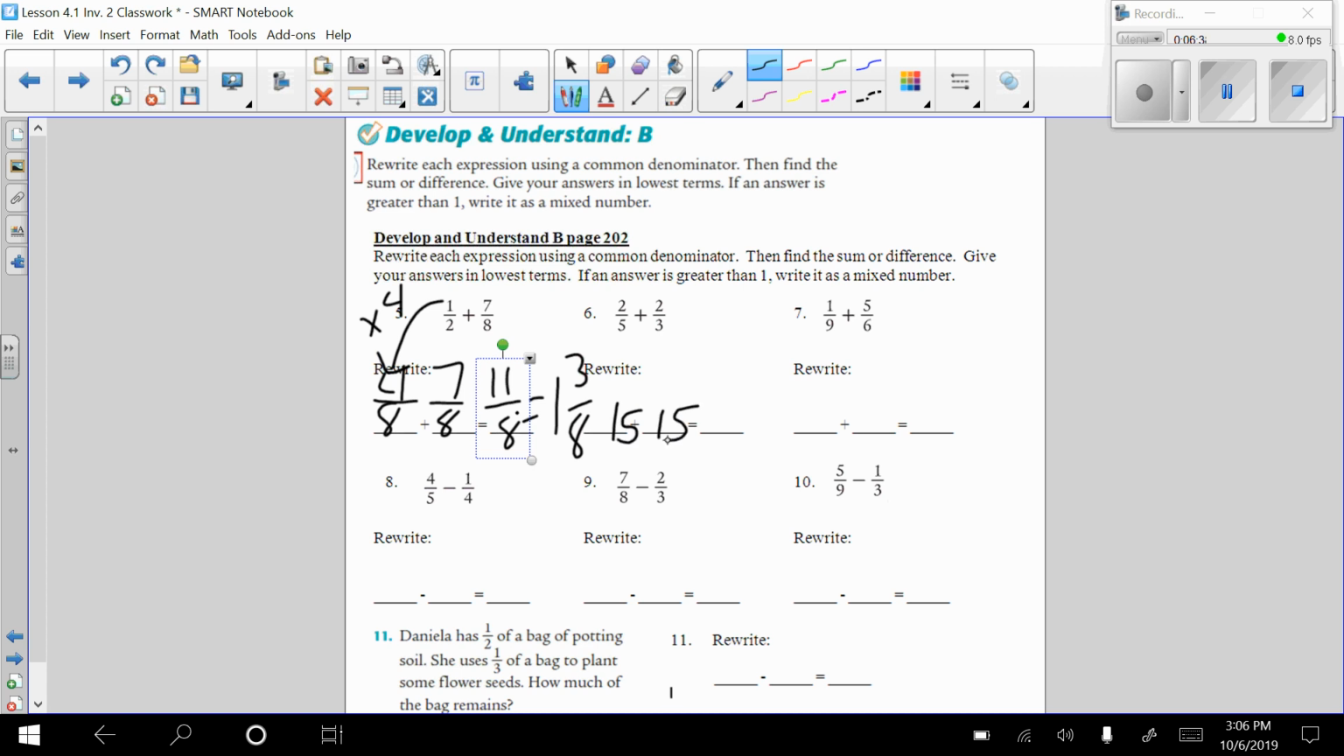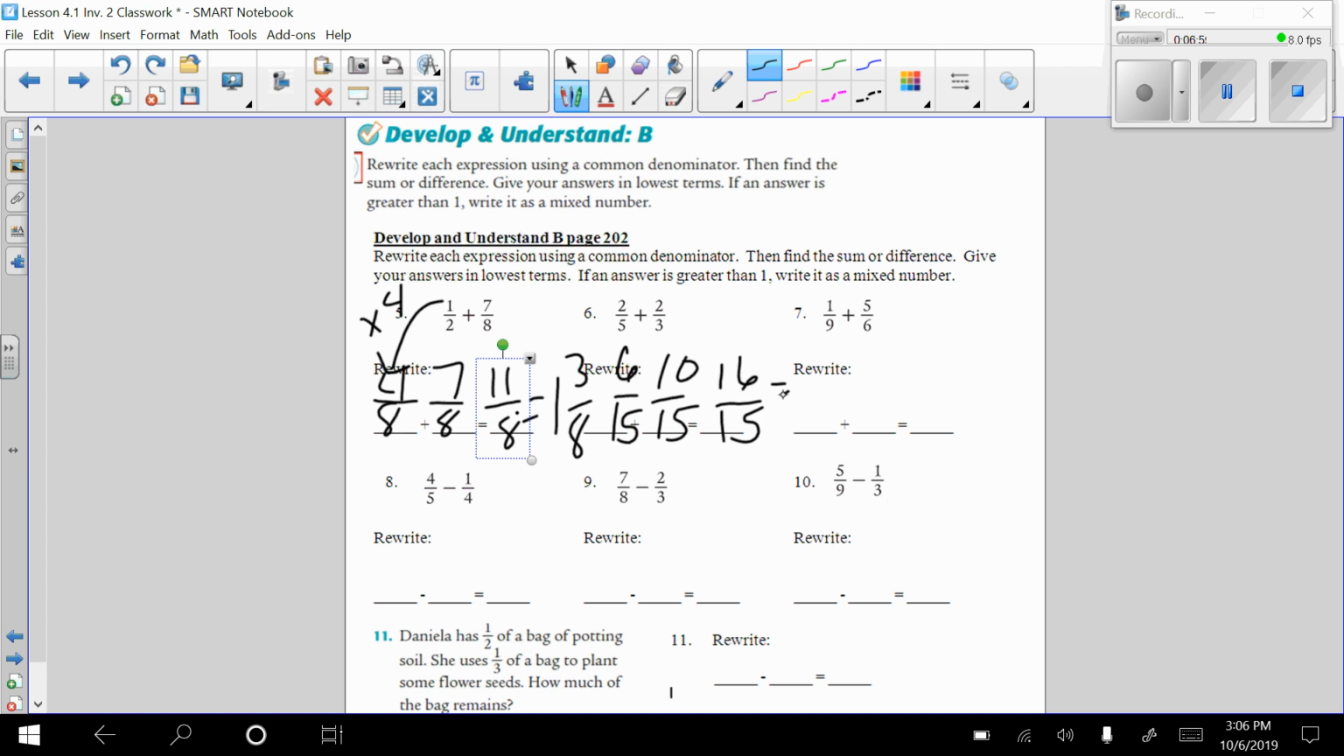I'm going to scoop mine over just a little bit. And the denominator will always stay the same, so I can put that in. 5 times 3 gave me 15. 2 times 3 is 6. 3 times 5 gave me 15. 5 times 2 is 10. So now I have 6 plus 10 is 16.